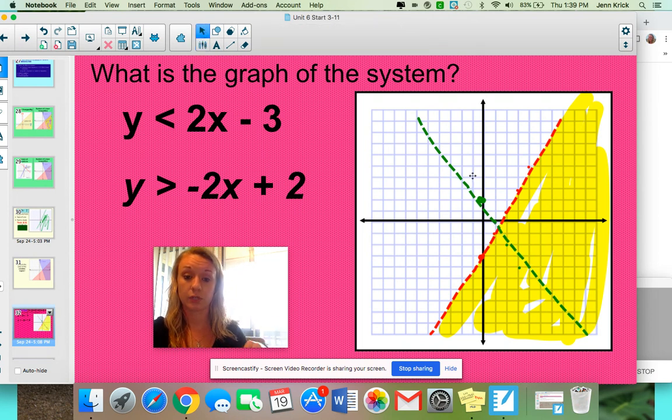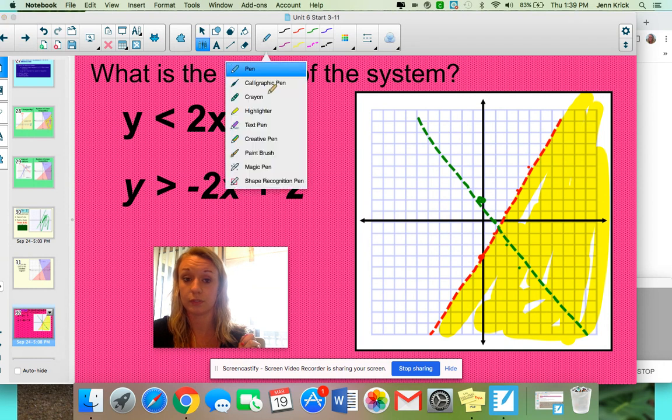So again, 0, 0 is not on the line, so we can use that coordinate pair to see if we're going to shade a region that includes it or one that does not. So if I plug in 0, 0, again, let's use some mental math. 0 is greater than 0 plus 2. Is 0 greater than 2? No, it is not. So we will shade the region that does not include 0, 0.